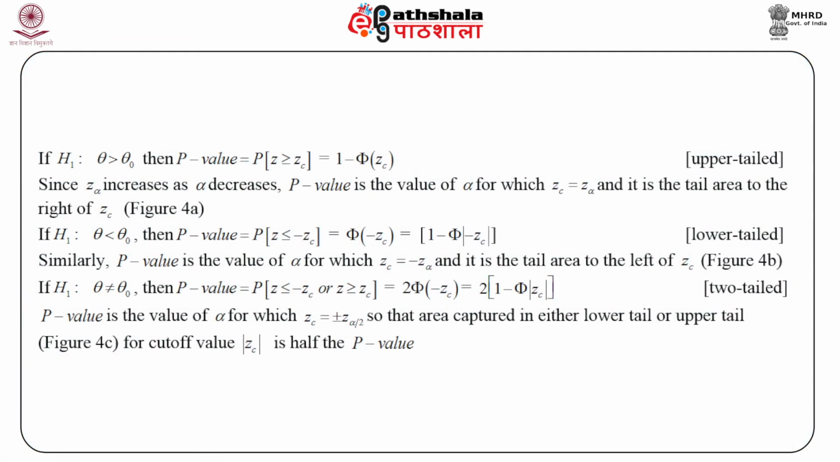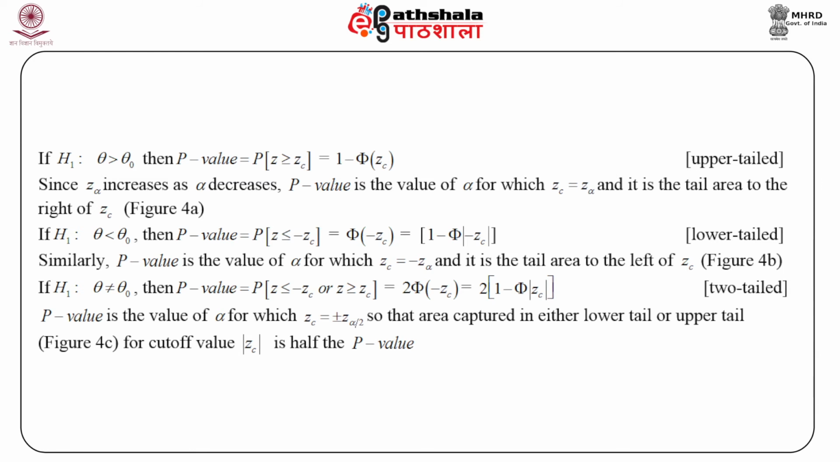So if H1 is theta greater than theta 0, then p-value could be written as P(Z greater than or equal to ZC), which is equal to 1 minus phi(ZC), which is upper tailed. Since Z alpha increases as alpha decreases, p-value is the value of alpha for which ZC is equal to Z alpha, and it is the tail area to the right of ZC, which is our figure 4a.